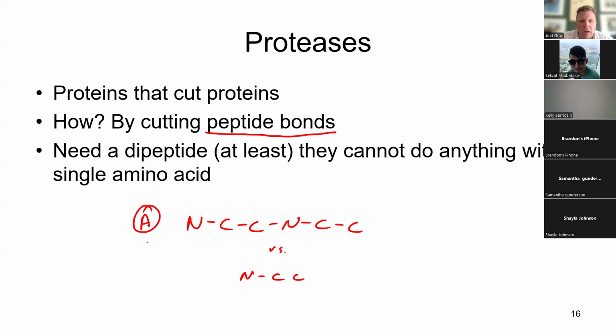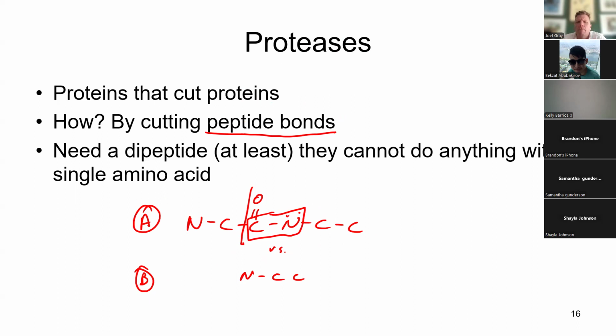When we look at option A and option B here, well, A has a peptide bond, and that peptide bond is right here. I'm going to go ahead and box. No, I'm not going to box the whole thing. I'm just going to box the peptide bond. It's this nitrogen and carbon-nitrogen bond that is a peptide bond. So option A has a peptide bond.